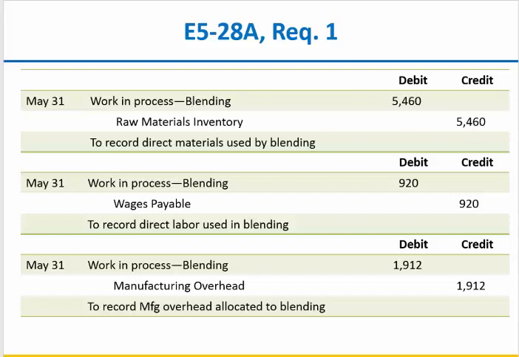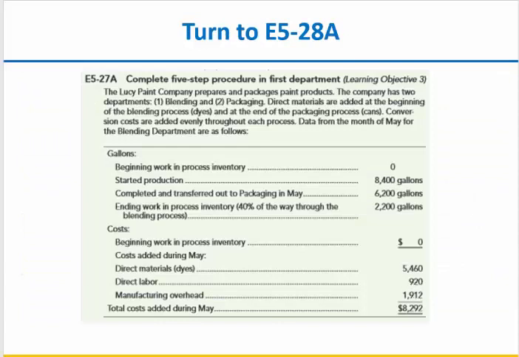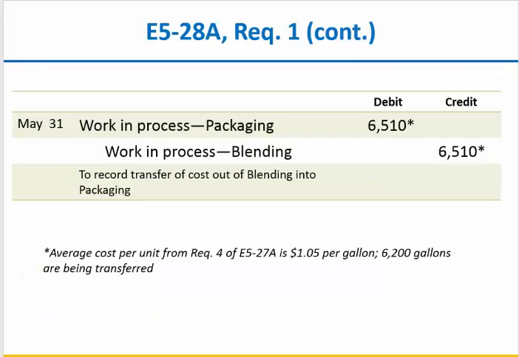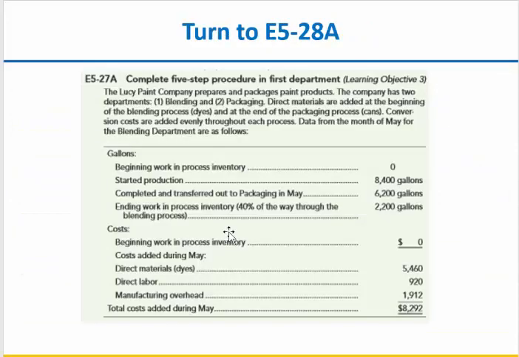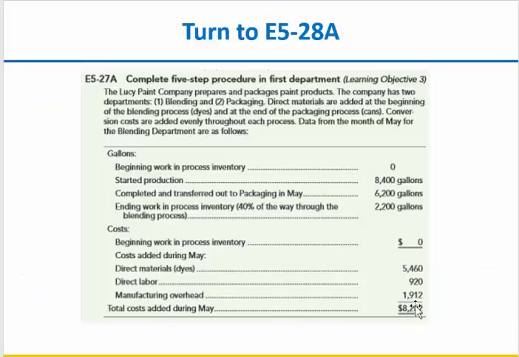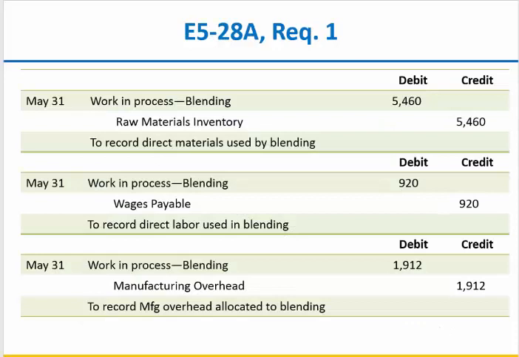The next is the labor. The labor part is 920. So we have 920 debit and credit, right? One is for work in process, and one is for wages payable. You can see the cost flow as well. So next is about manufacturing overhead. Same thing here. You can see the allocated manufacturing overhead, which is 1,912, which is right here. So you probably don't see any differences here, right?